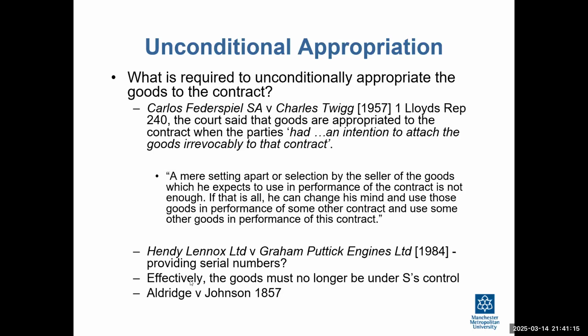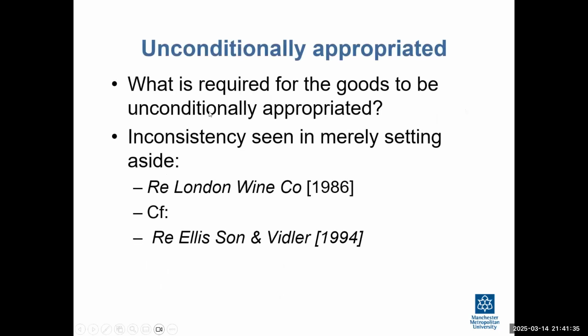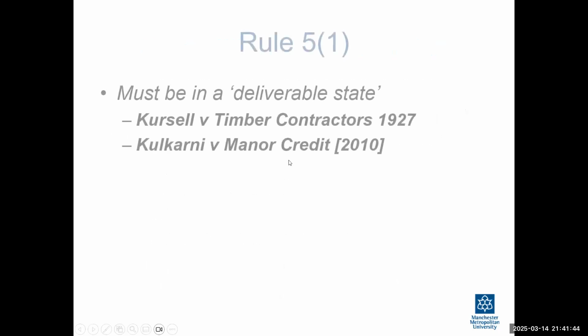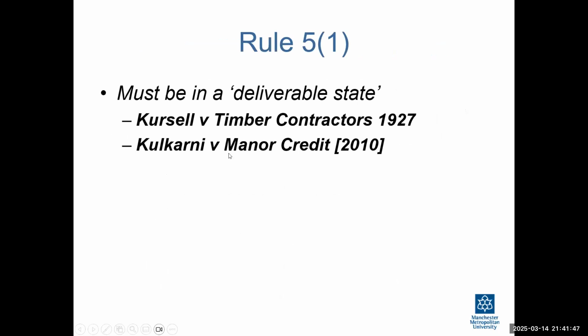So you've got other authorities, which is providing of serial numbers. That would be good if you provided it to the buyer and they've agreed that you cannot, if anything happens, property has passed. So what it means is that in effect, the goods must no longer be under the control of the seller. That's when we can say that's unconditional appropriation. So there are inconsistencies I've been seeing in the cases of Re London Wine and Co. and Re Ellis. We're going to see that too in answering the question, so I don't want to dwell on it now.